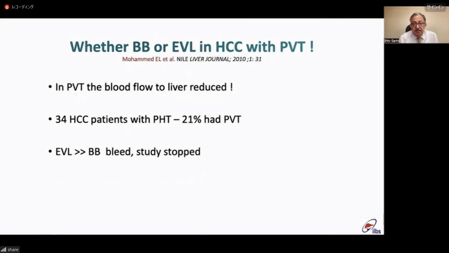Before that, you would remember the prophylactic part. This is an important study. Now, in patients, if there is a portal vein thrombosis, the blood flow to the liver is reduced. Of 34 patients of HCC with portal hypertension, 21% had PVT. Now, in these patients, EVL is better than beta blockers because it is an acute bleed. In these patients, giving beta blockers in acute bleed has no relevance. So every patient who has acute bleed must have EVL done.